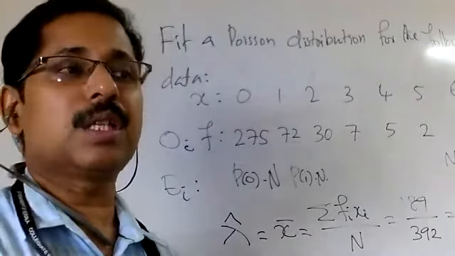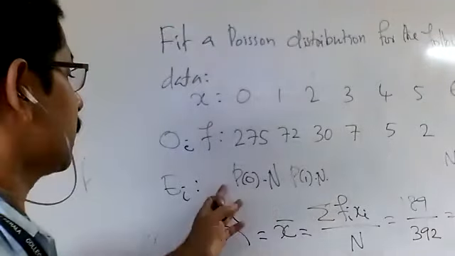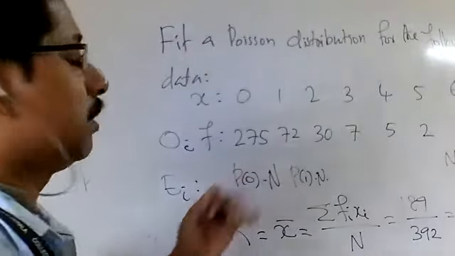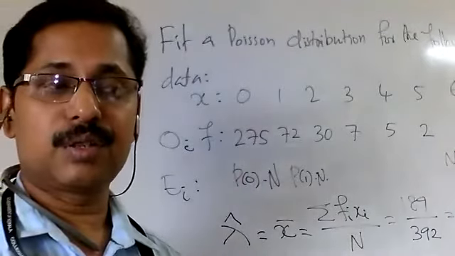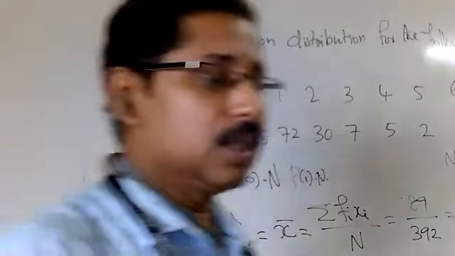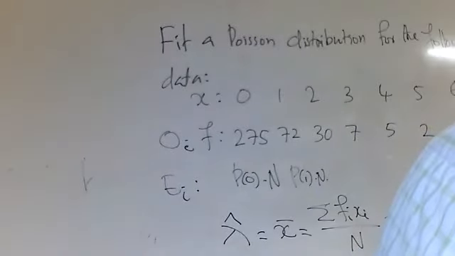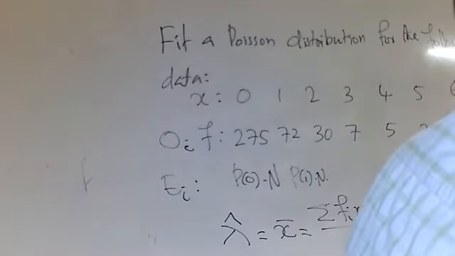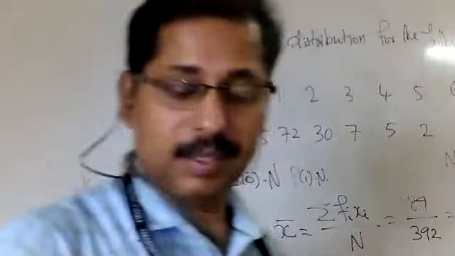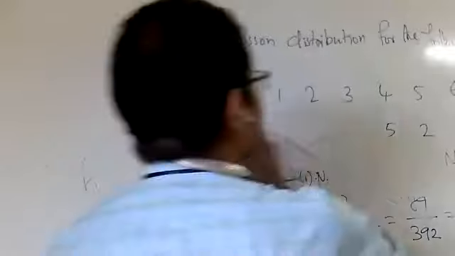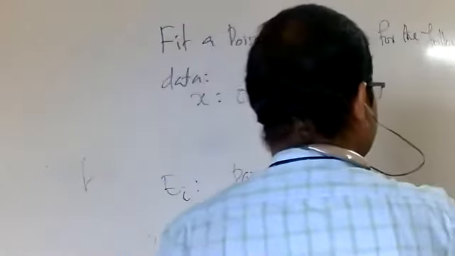Now substitute this lambda in the previous step. You will get the expected frequencies. Then using that you can find the chi-square value. I am giving all these things in a table. You just listen to how to solve this problem.